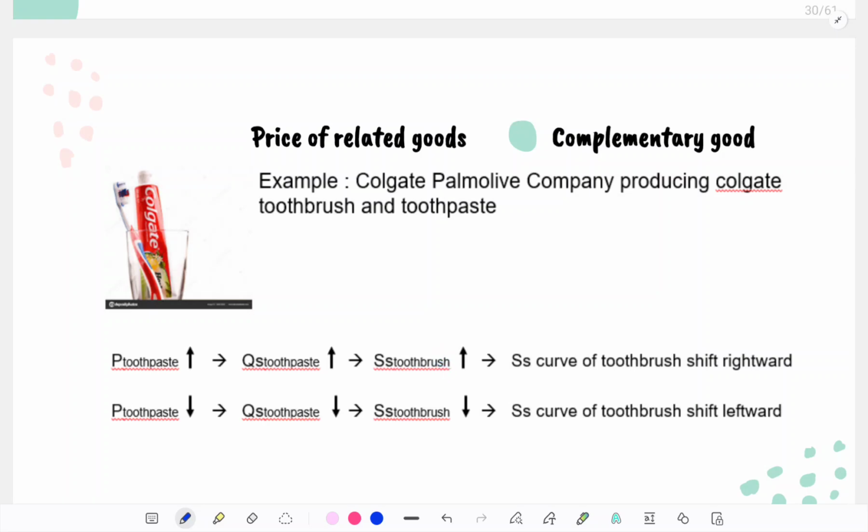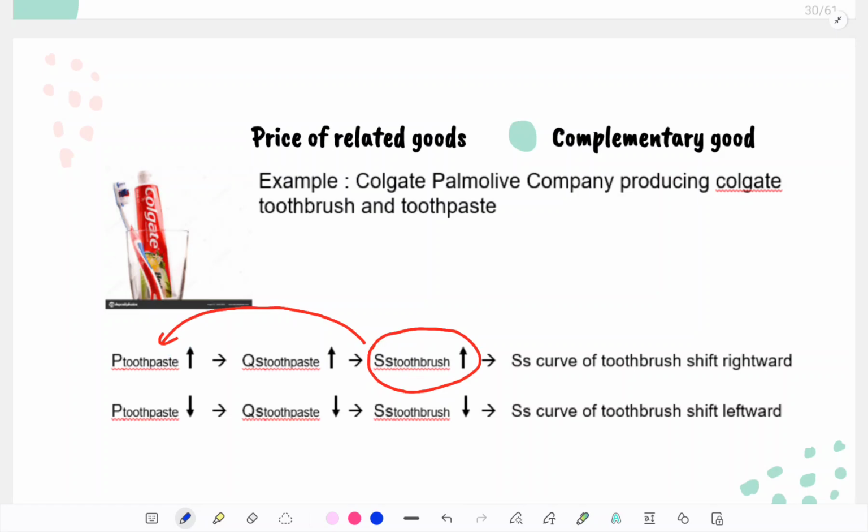too, which shows that the increase in the supply of toothbrush is not because of an increase in the price of toothbrush, but because of the increase in the price of toothpaste. This situation will affect our supply curve, with the supply curve shifting rightwards.